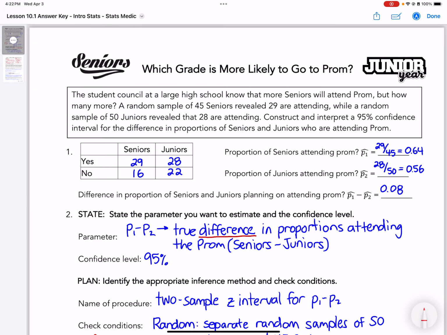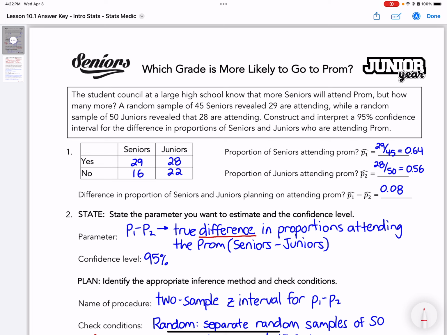Which grade is more likely to go to prom? Now, the publishers of Stats Medic are from Michigan, and most schools in the north do a junior-senior prom. The school I went to in Ohio had a junior-senior prom, so if you were a junior or a senior, you could go to the prom by yourself or with a date. Obviously, at Dawson, we have only a senior prom, where if you go as a junior, you have to be the date of a senior. But that's the background of the junior-senior prom, so let's take a look at this.